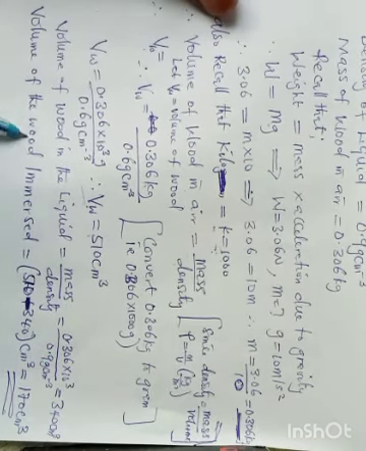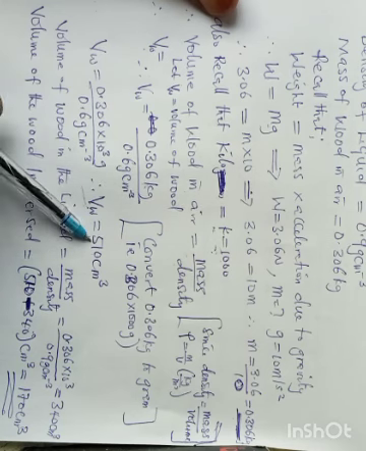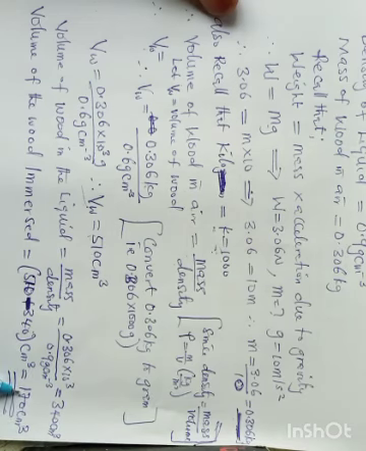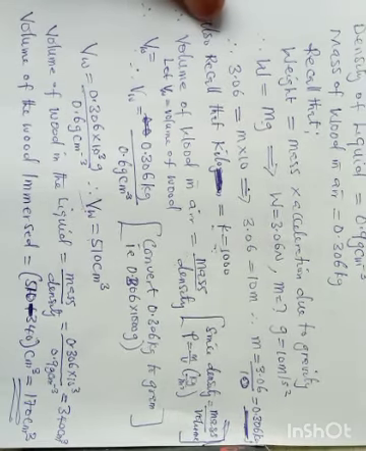Now the volume of the wood immersed. When you immerse the wood in the liquid, what is the volume? You subtract the volume when it is in air and the volume when it is in liquid, giving you this answer as 170 centimeter cube. That is how to solve this problem.